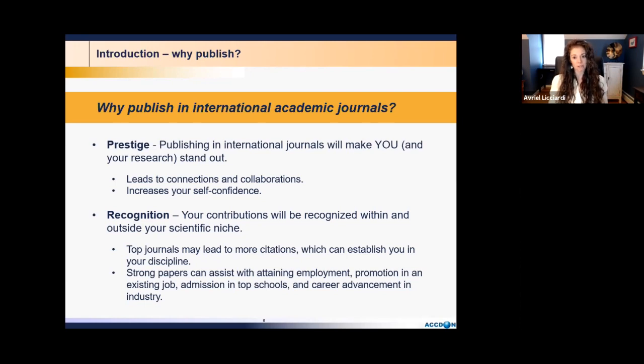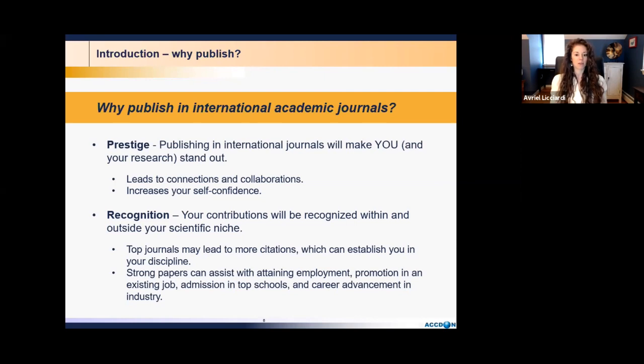Publishing also leads to recognition of your research, specifically your contributions to the field. By publishing, your research becomes recognized both within and outside of your specific scientific niche. If you do choose to publish in a high impact journal or a journal that's perhaps the top in your field, this can lead you to have more citations as a researcher, and that can, in many ways, among others, establish you within your discipline.